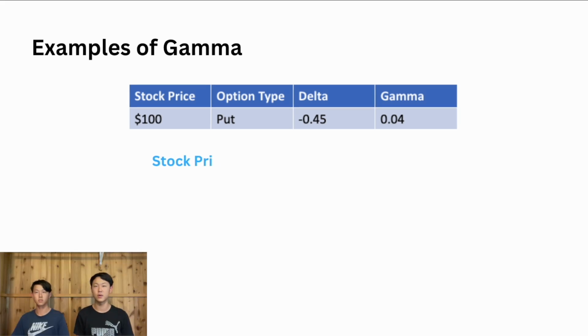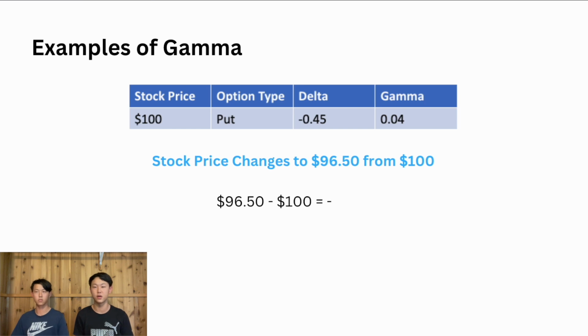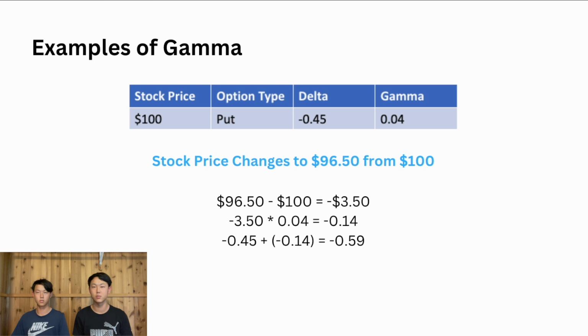Next, let's take a look at what happens to the same option contract if the stock moves to $96.50 from $100. Since the stock declined, the change in stock price will be negative $3.50. Multiplying this by 0.04 gives us negative 0.14. This is the amount the delta will change. Adding this value to the original delta of negative 0.45 gives us negative 0.59. This is the new delta.